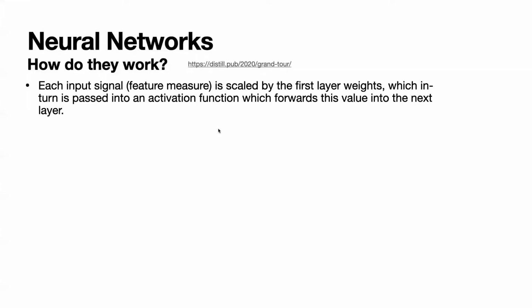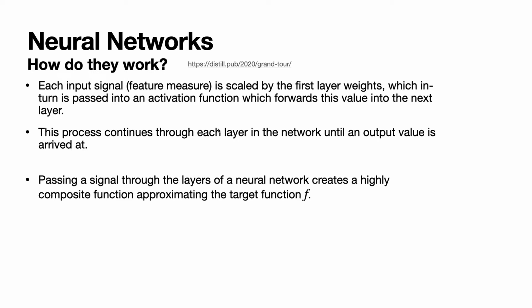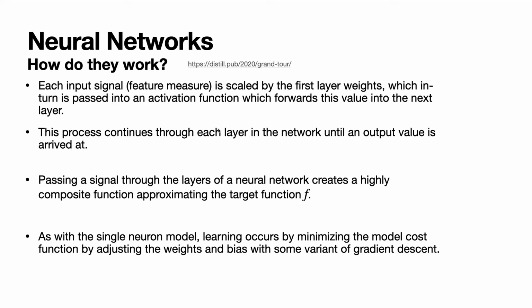So that's how they work. Each input signal or feature measure is scaled by the first layer, which in turn is passed into an activation function, which is forwarded to the next layer, and so forth. This process continues until you get an output. And I'm mentioning again, passing a signal through the layers of a network creates a highly composite function trying to approximate some target function. Now, just as with the single neural model, we're going to optimize the weights and biases on each of these layers through stochastic gradient descent.